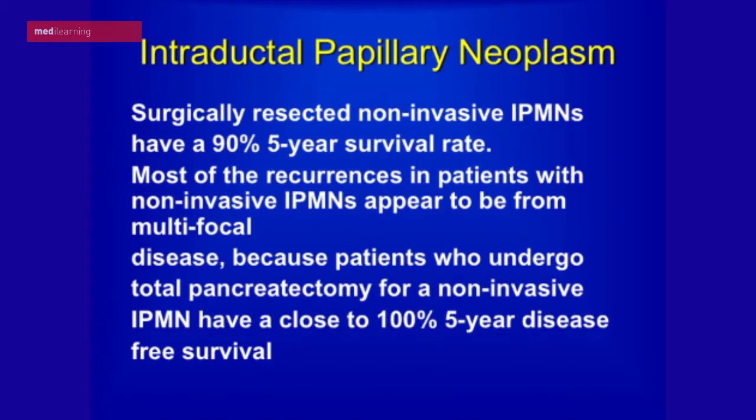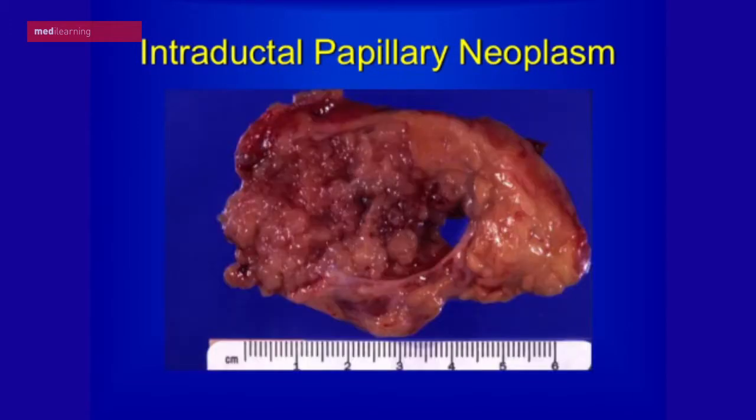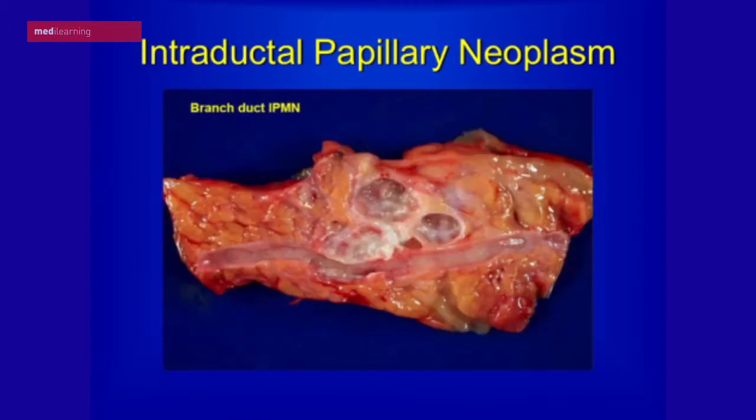Surgically resected non-invasive IPMTs have a really good survival. They have a 90% 5-year survival. And most of the recurrences in patients with non-invasive IPMT appear to come from those individuals who have multifocal disease, that is, cystic disease throughout the body and tail of the gland. If we look at the gross pathological specimen, you can actually see why it is that these are pre-malignant tumours. And you can actually suspect that even with this lesion here, there may be invasive malignancy taking place. Again, the component and the relationship to the pancreatic duct are critical.